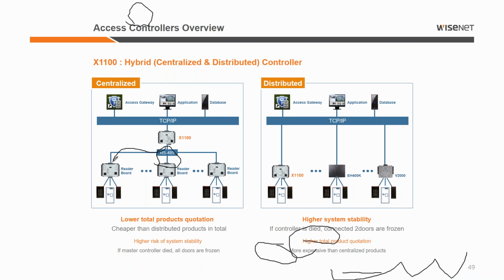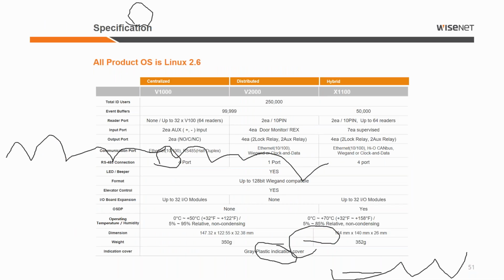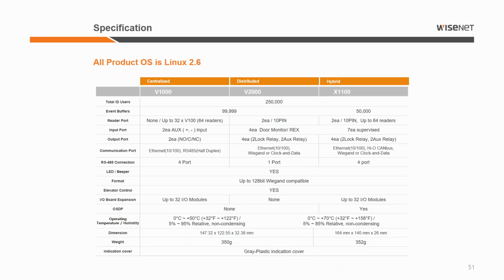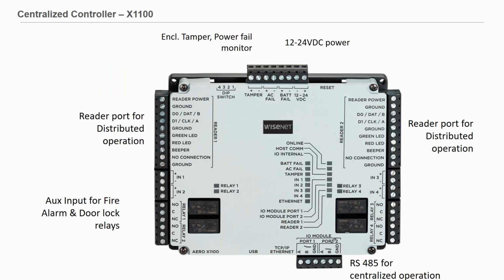So from the main controller, you can take a line and connect multiple subcontrollers. You can take up to two lines: port 1, port 2. One might go to the bottom floor, and one will go to the top floors. Then you have the power option: battery fail, access, tamper input, power supply fail detection, and so on. So this is your centralized control.